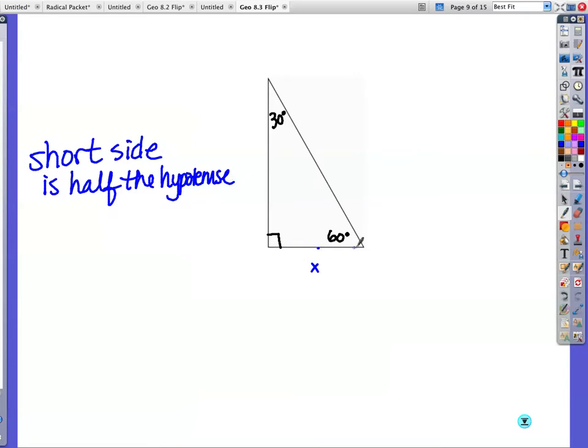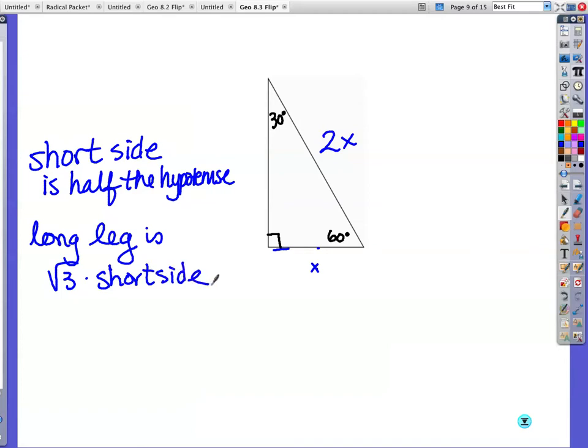So if this length is half the hypotenuse, then don't I have double the hypotenuse of this? So shouldn't that be 2x? Long leg is square root 3 times the short side. Okay, so I'm going to take x times square root 3. That's my long leg. Keep it moving.